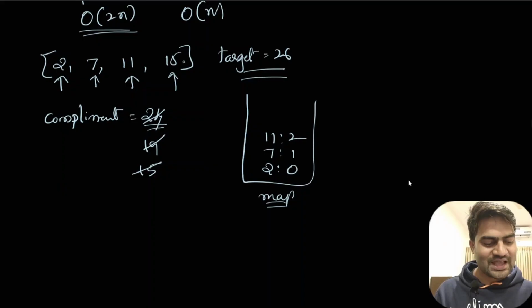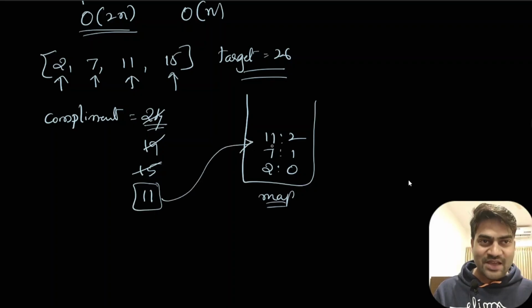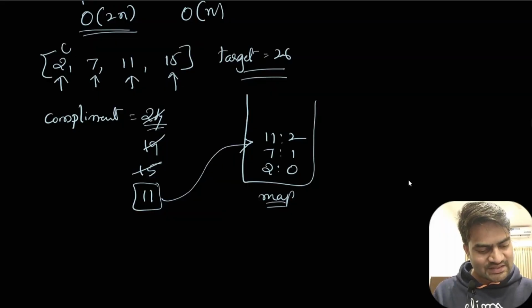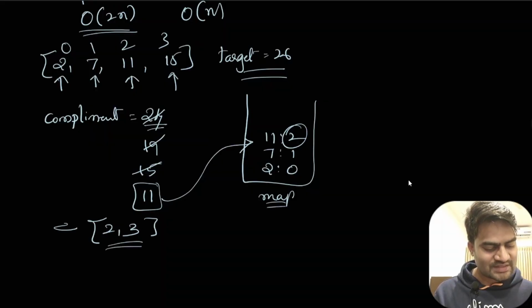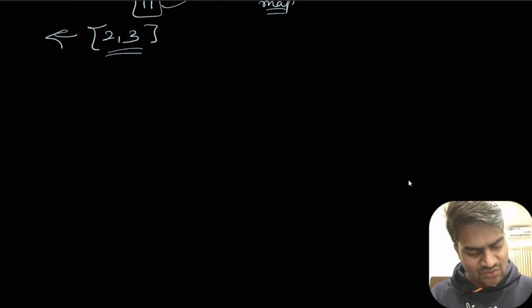Now if you see, I am at 15. Now my complement will be 11. We have 11 in the map. So if that is the case, we will simply return the indices 0, 1, 2, 3. Okay, and then we will get the value from the map. So from the map it is 2, then from the iteration it is 3. So we will simply return this. So if you see, with one iteration only, we prepared the map and also tried to find the complement. Okay, let us try to write the pseudocode for that.